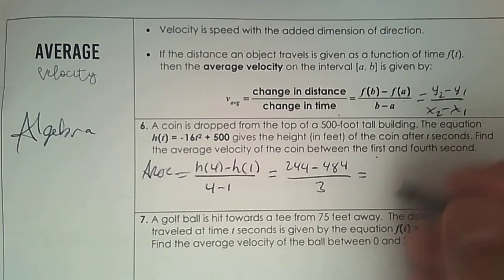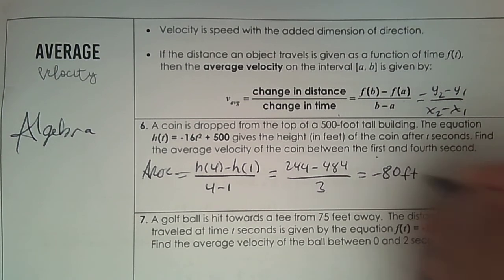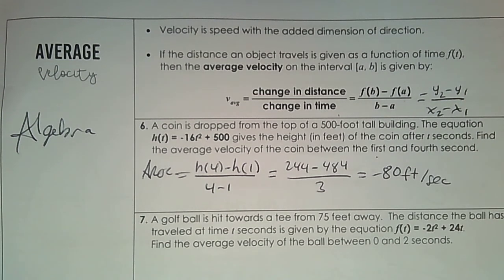So the answer is going to be negative, which makes sense because it's falling. So what's the average rate of change? Well, it's falling at a rate of 80 feet per second on average. That's what that negative means, falling.